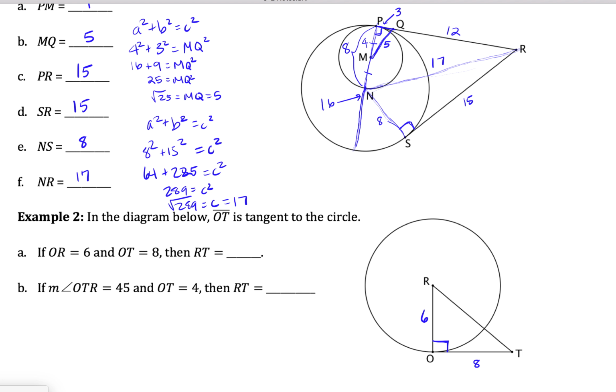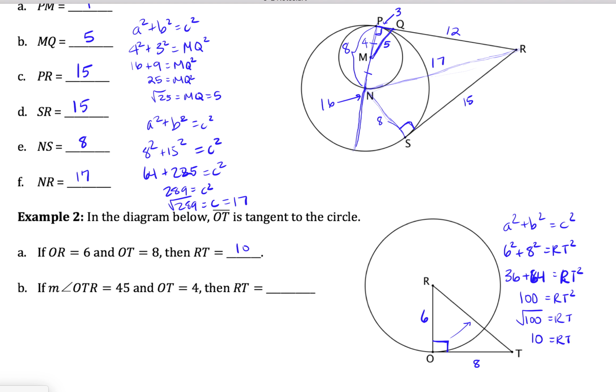Well, we know that RT is now the hypotenuse, right? It's the hypotenuse of this right triangle. So I can set up another Pythagorean theorem problem. I can say that 6 squared plus 8 squared equals RT squared. RT is the hypotenuse, so it goes where the c is. And that gives me 36 plus 64 equals RT squared. 36 plus 64 is 100, so 100 is what RT squared is. So the square root of 100 would be RT, and this is a 10. So RT has a length of 10.